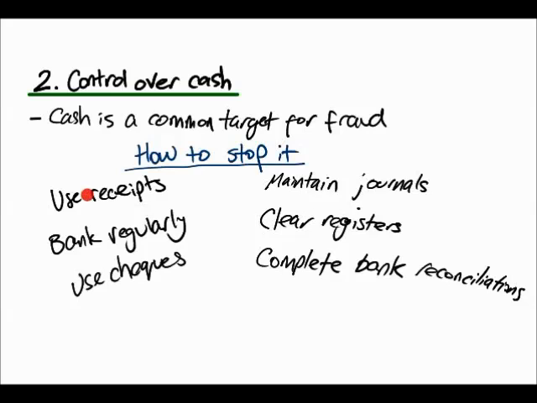So we mentioned you use your receipts. So they're the source documents. You put all the money in the bank regularly, so you don't have money sitting about in your cash register. If you use checks instead of using cash, if you've got a bank checkbook for your business, then only the person that's a business owner or has the name on the checkbook can actually use it to buy stuff. You've got to make sure you maintain your journals. They're the cash receipts and cash payments, and also clear out your registers regularly.